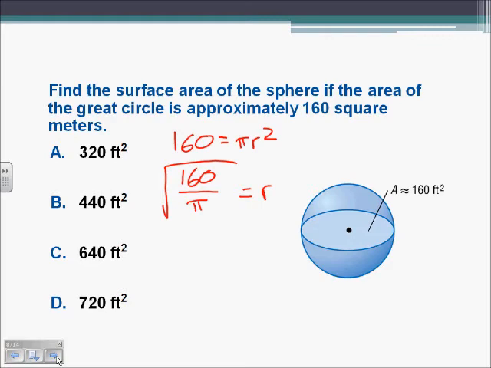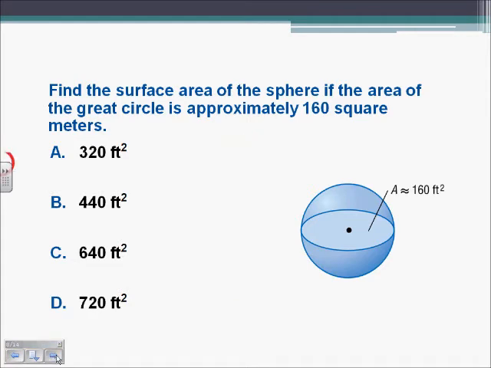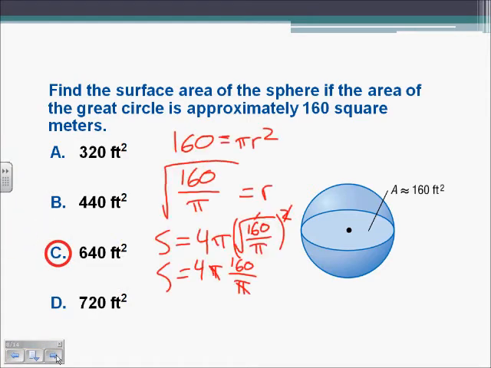We plug that into our surface area formula because we want surface area. We know surface area equals 4 times pi times our radius squared. So we've got the square root of 160 over pi squared. We know when we square a square root, those will cancel out. So our surface area is going to equal 4 pi times 160 over pi. If we look here, our pi's cancel out. We're left with just 4 times 160. 4 times 160, we all know, is 640 feet squared.